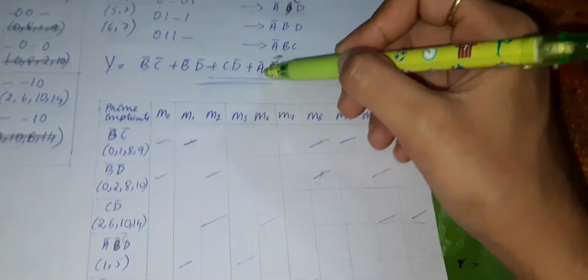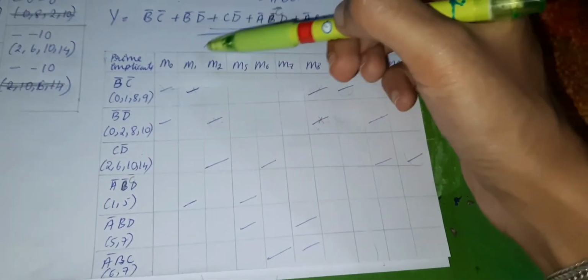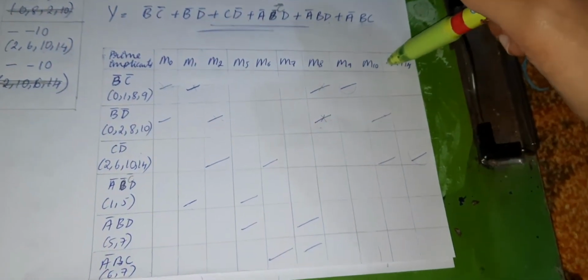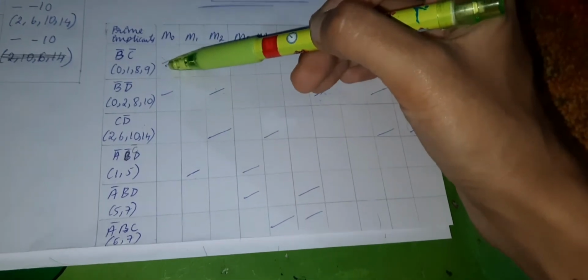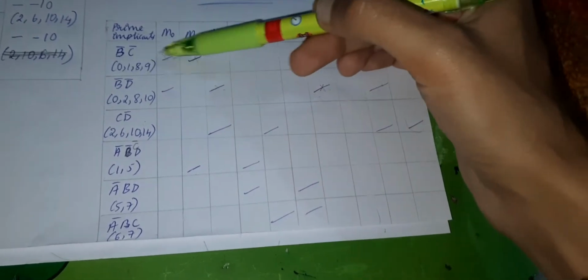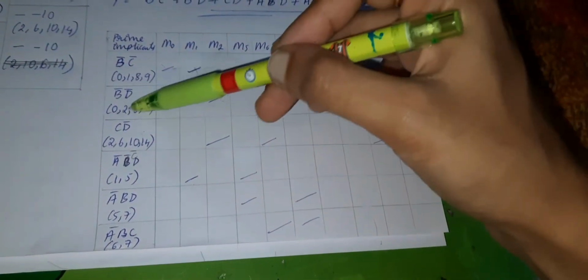After writing down the SOP form, now put the table for the prime implicants. Prime implicants, M0, M1, M2 up to M14, the minterms that were given in the question. Now in the prime implicants table, write down this as it is. And even write down the numbers also, respective numbers. Now after writing down like this, tick those positions that have these numbers like 0, 1, 8 and 9. Similarly 0, 2, 8 and 10. Now similarly do the rest one.